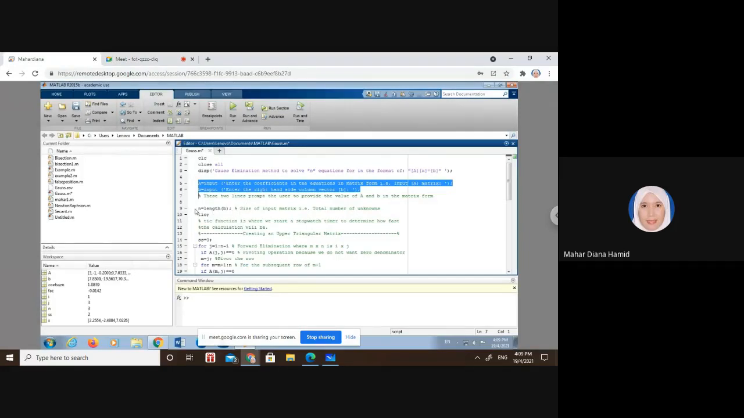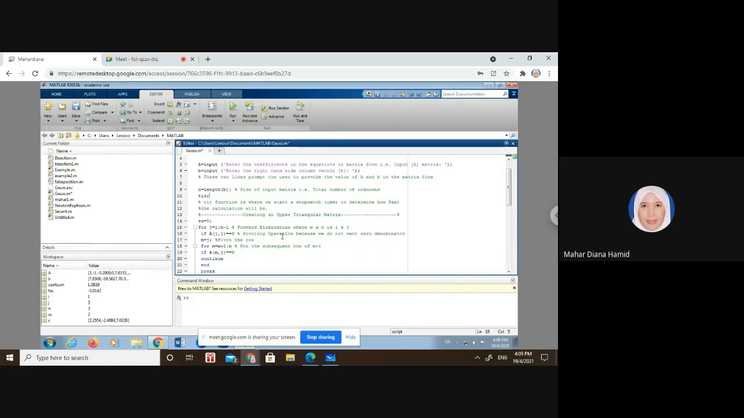On line number 10, this is an embedded function in MATLAB where we can start a stopwatch timer. You can delete this, it's up to you whether you want to use it or not, because this is just a stopwatch timer to determine how fast the calculation will be.